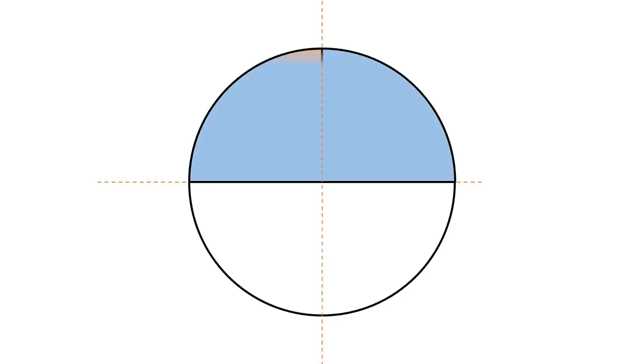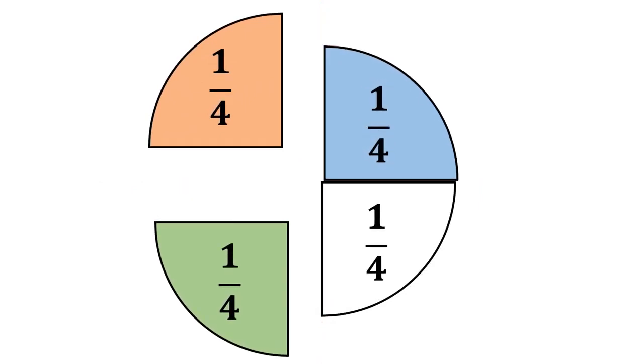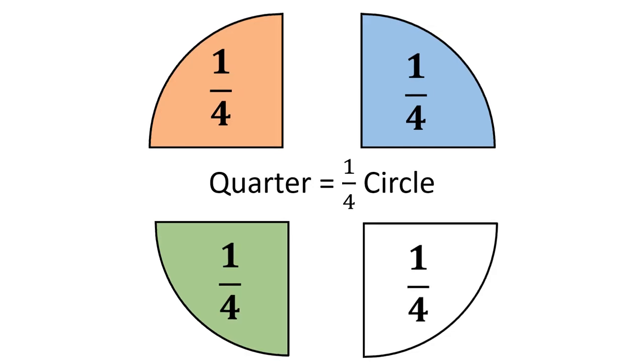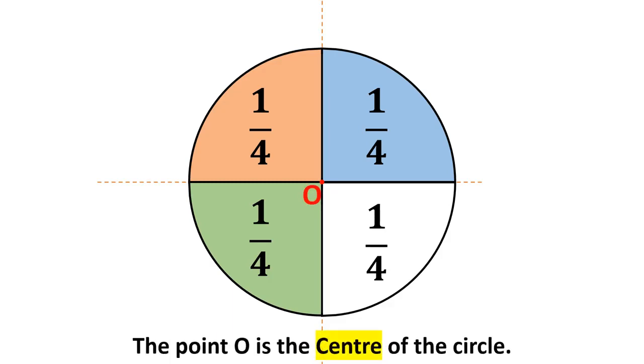Draw a circle on paper with a bangle and cut it out. Then divide the circle into four equal parts and cut it out. See, each part is 1/4 of the circle. Quarter means 1/4. So each part represents a quarter of a circle. So quarter is equal to 1/4 of the circle. Join all the quarters. Mark this point as O, where all the quarters meet each other. The point O is the center of the circle.